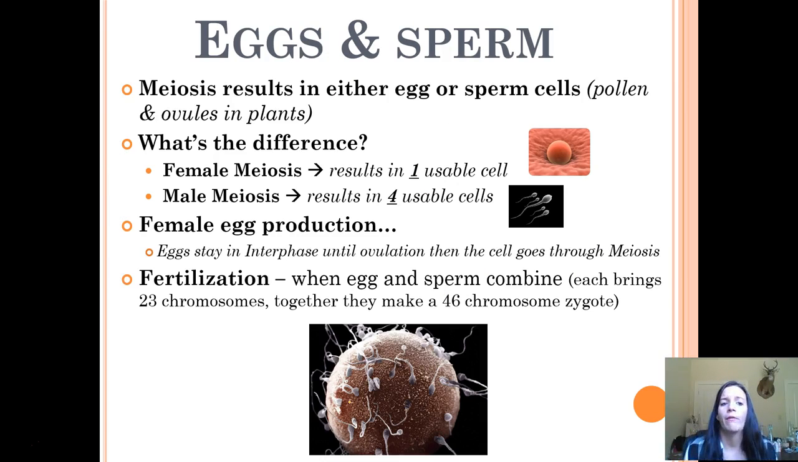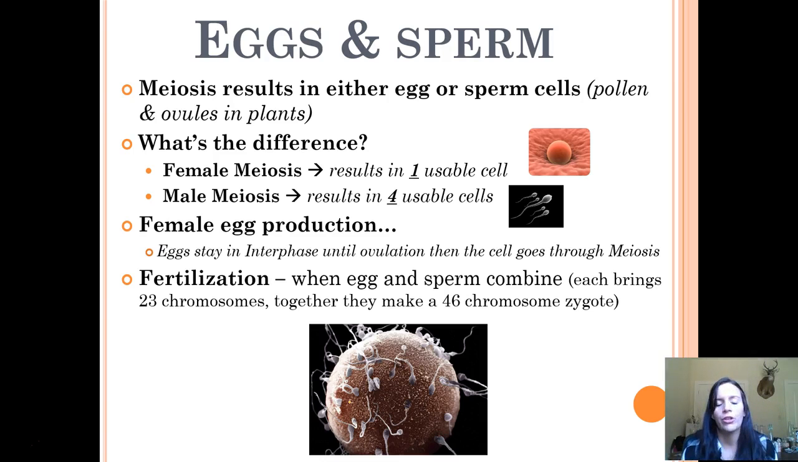Eggs and sperm are very important in this process. This is how they are created. It's also pollen or ovules in plants, so they are the reproductive cells. But there's a difference. In female meiosis, there is only one usable cell. You saw in cytokinesis we just made 4, right? But in females, only one of those is actually an egg. The other ones are something called polar bodies, and they're not usable by the body. In male meiosis, all 4 of those cells are usable.